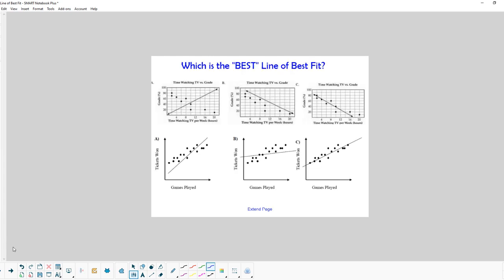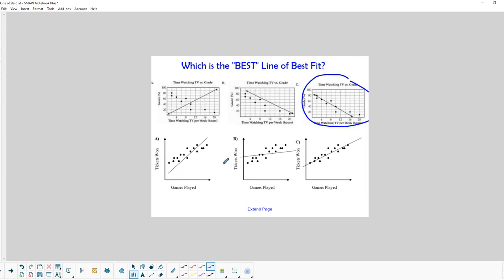Okay, if we look at these particular graphs, we might see some of these on Alex. Let's look at this first one, time watching TV versus the grade that you get. So which one of these lines looks like the best fit of the data? Well, of course, this last one does, because you can see the line goes down through the data, it has the right trend, and it's close to many of the points. So that's the idea of a good line of best fit.